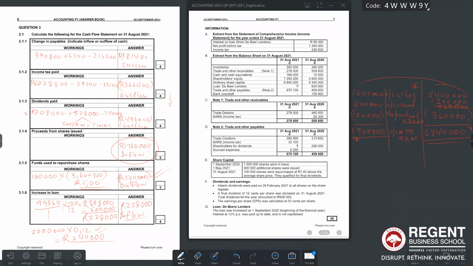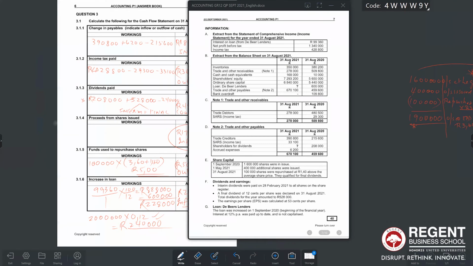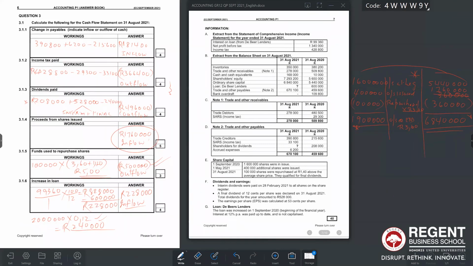Okay, let's just work out the next one. The net change in cash and cash equivalents. That's a favorite. So you need to make sure you must be able to work that out. It comes up. Okay, let's just do the net change in cash and cash equivalents. That's your net change.